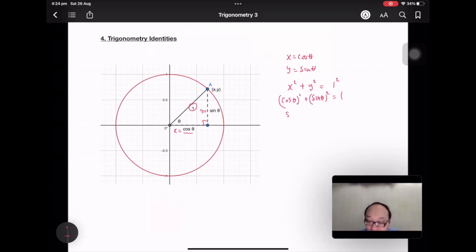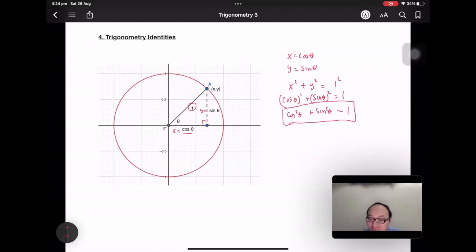Or I can write it as cos squared theta plus sine squared theta equals 1. So this will be the identity. From this identity, I can produce the values of sine or cos theta for the substitution if we want to prove identities later on. So from here, I can have sine squared theta equals 1 minus cos squared theta, or cos squared theta equals 1 minus sine squared theta. So we can use this rule in identity proving.